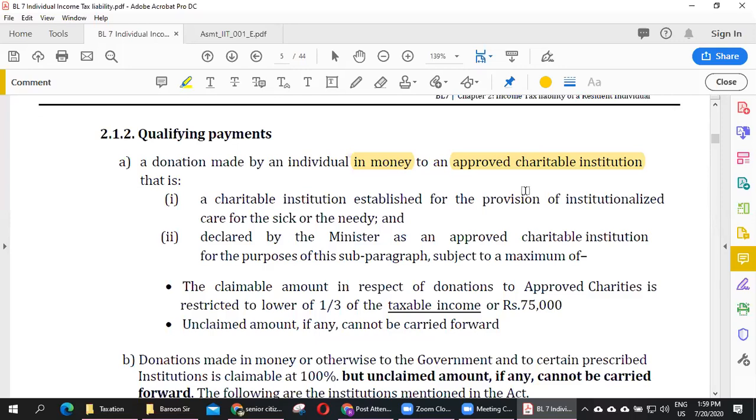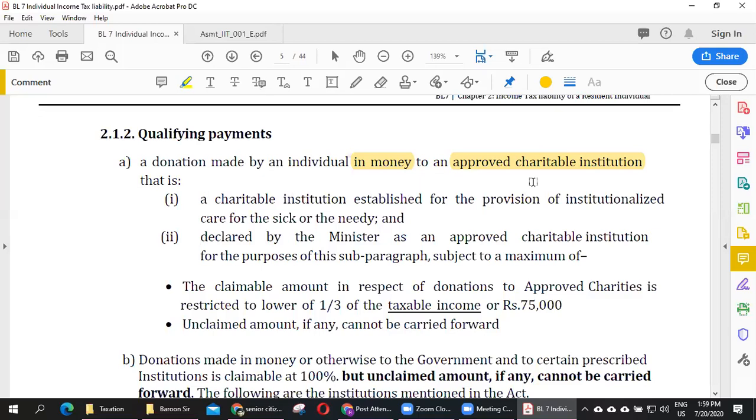In your village temple, you just visit and give them 10,000 rupees. Can you claim it as a qualifying payment when you pay income tax? You can't. Why can't you? Because it is not for institutionalized care for the sick and needy. We are not going into that detail. First, we have to understand your argument is correct, but we are not going in such detail.